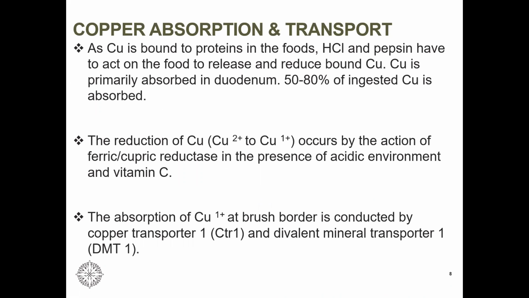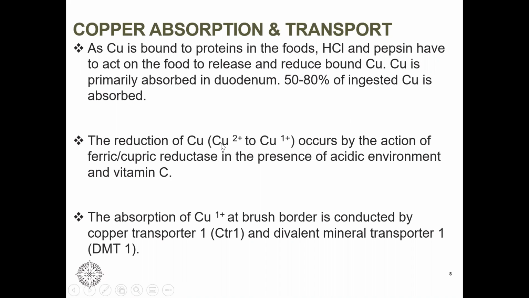Okay, so now let's dig into the absorption. The same story again: because copper is present mainly in the protein foods, it is bound to all the amino acids. In the first step, hydrochloric acid and pepsin are imperative because they release the free copper. Now that free copper from the food is in the form of cupric, with the valency of 2+. Okay, so what does the body do?